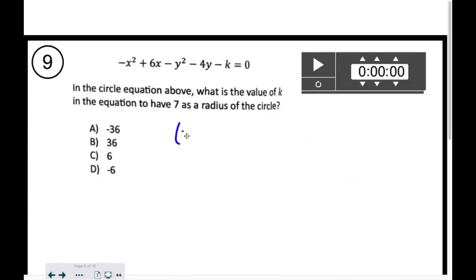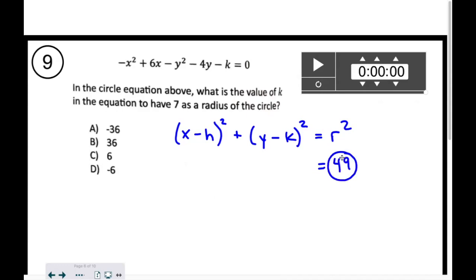Okay, so again, like the first problem we did, let's just refresh real quick. This is the standard form of a circle. And let's be clear, this K and this K are different. All right. So this is just the standard form. And the key is the r squared over here represents the radius squared. So if this is to have a radius of 7, then that means the number that ends up over here has to be 49. Okay, so let's just remember that. We want to end up with 49 over there.